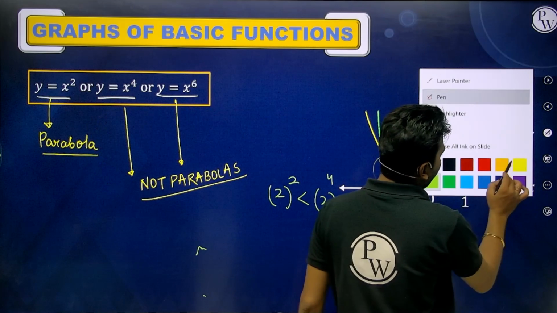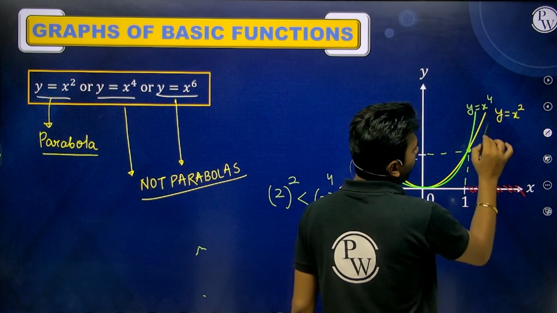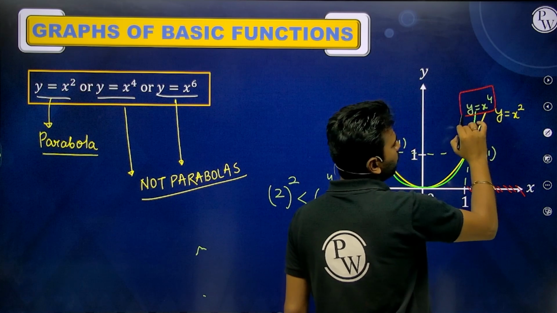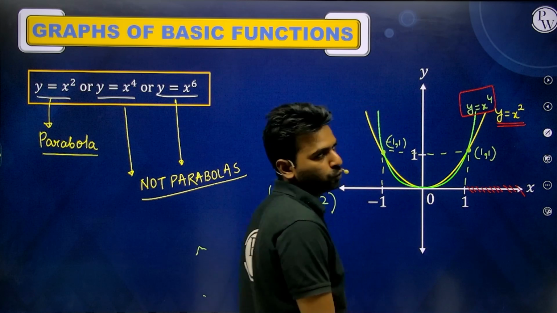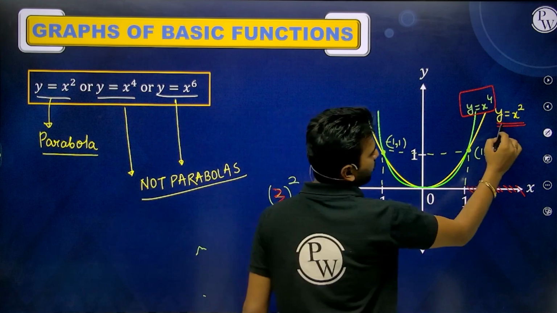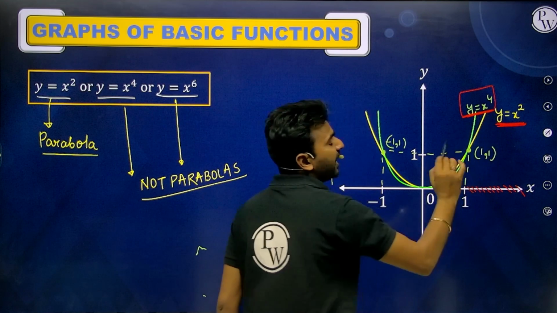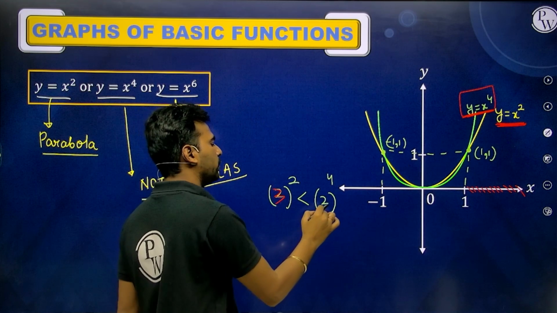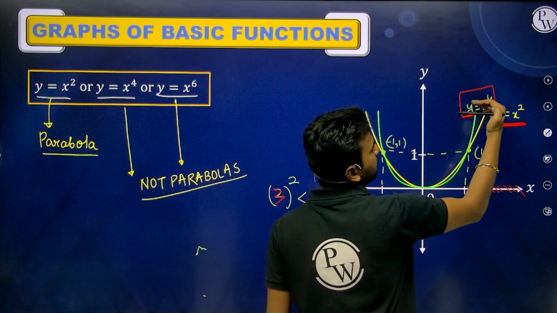For any value of x greater than 1, y equal to x to the power 4 is going to give a bigger value as compared to y equal to x to the power 2. Yes or no? If you look at x equal to 3, let's say, this graph is going to give you the value of y as 9 only. And this graph is going to give you the value of y as 3 to the power 4, that is equal to what? 81. So obviously this graph is going to give you the greater value of y.